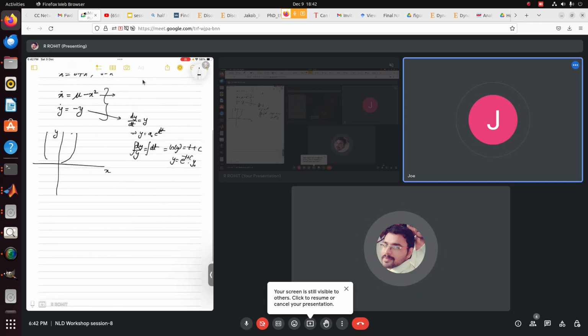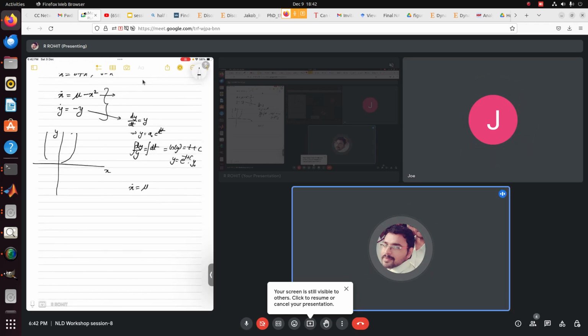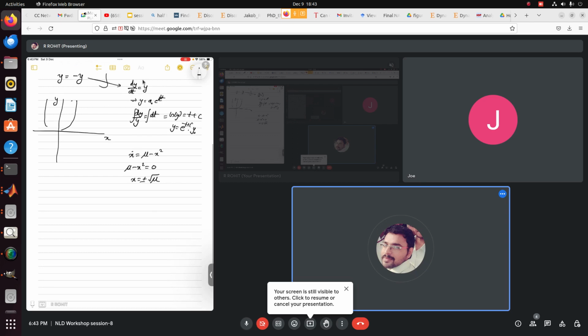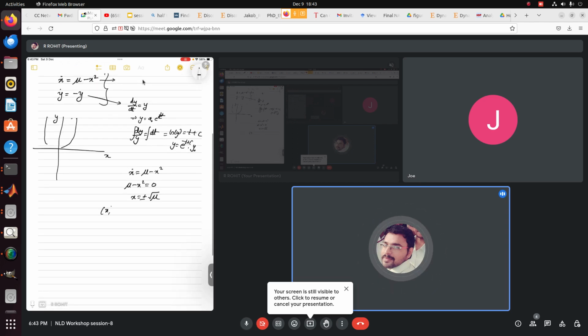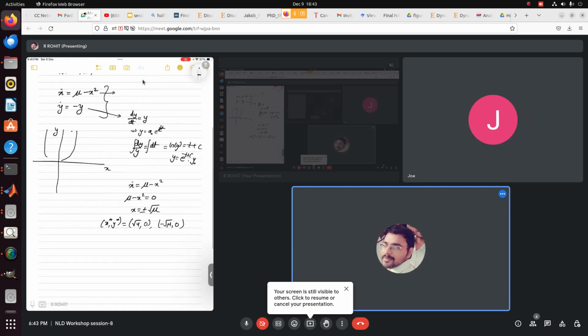Whereas for the x-axis point, that is x dot equal to mu minus x square, if you try to find the fixed points of it, you put it equal to 0 and x equal to plus or minus root mu you will get. Now if you see what the fixed points are for this 2D case, that is x star comma y star, one case is plus root mu comma 0, and the other case is minus root mu comma 0. So these are the two fixed points which you have at your hand.